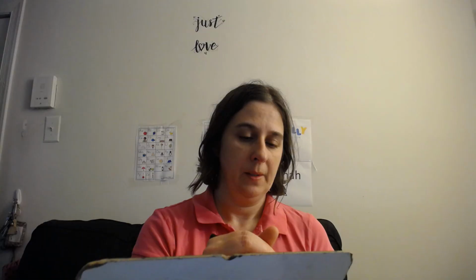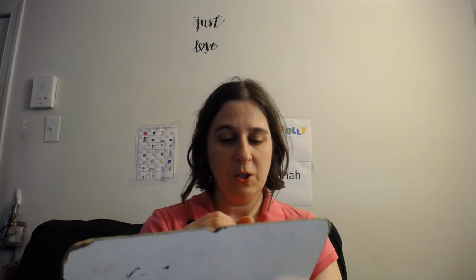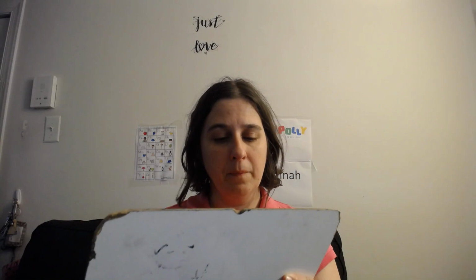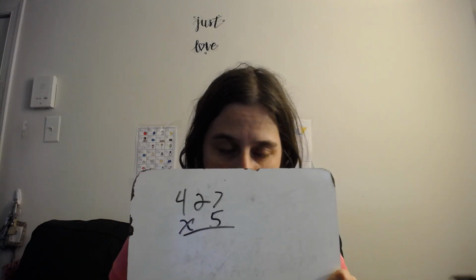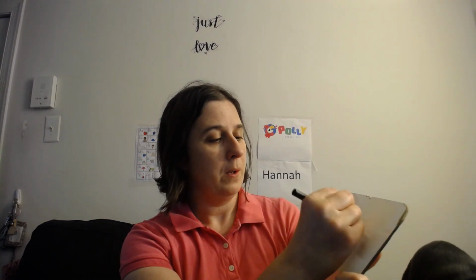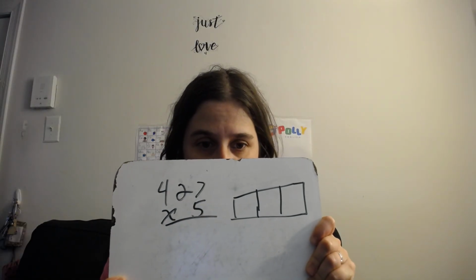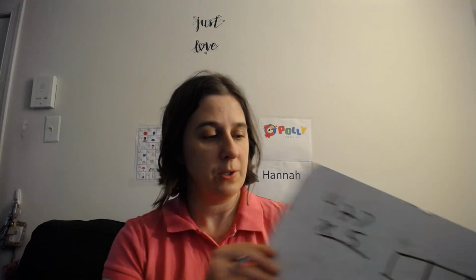Now we'll use the same method, but this time I'm going to use a 3-digit number times a 1-digit number. So for my first one, I think I'll do 427 multiplied by 5. So here is my multiplication fact. Now I'm using a 3-digit number. So once again, I'm going to draw my area model. This time, I'm going to need 3 spaces for the hundreds, tens, and ones place.